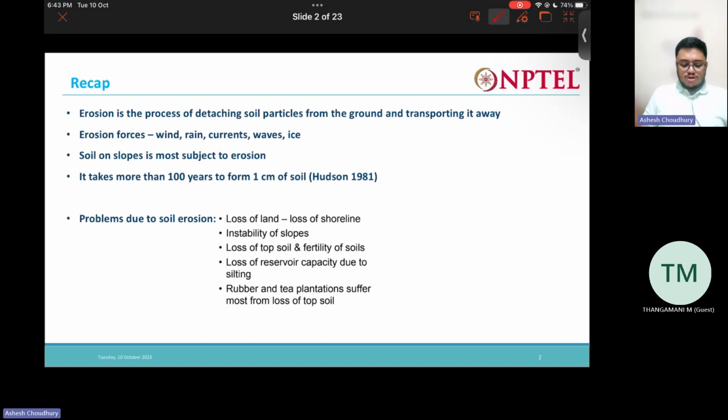The problems due to soil erosion: loss of land, loss of the shoreline. So what can happen due to cyclones or the action of sea waves? The shoreline gets reduced. The water actually takes the shore away with it, and the shoreline gets receded. Then you have slope instability, loss of topsoil, and fertility of the soil is also hampered. Then loss of reservoir capacity due to silting.